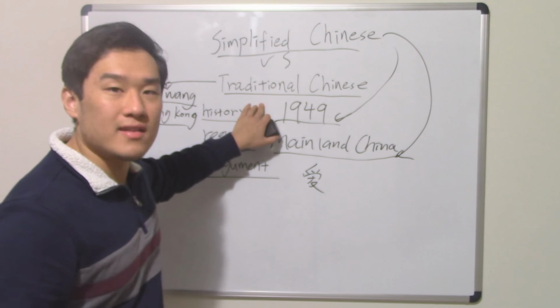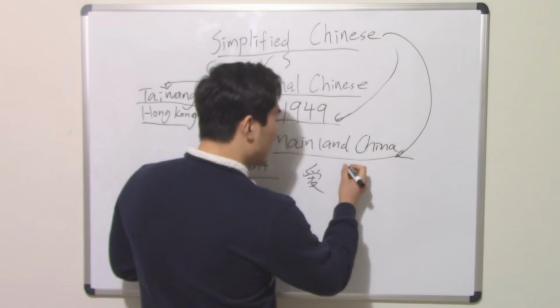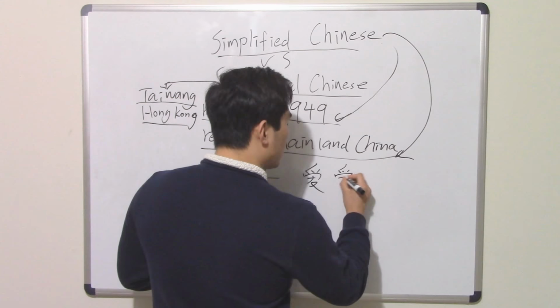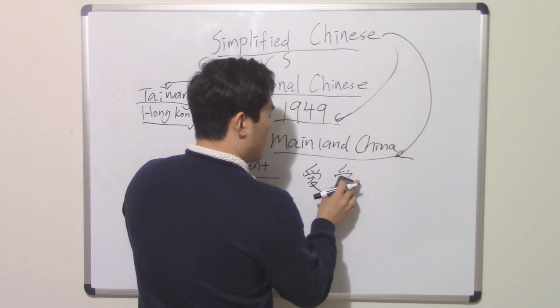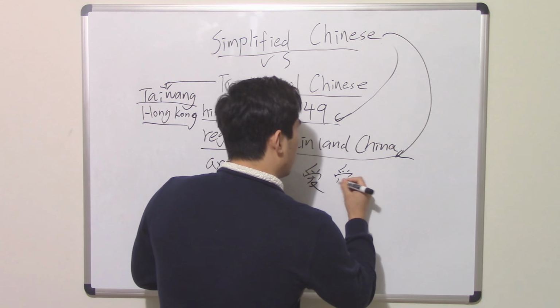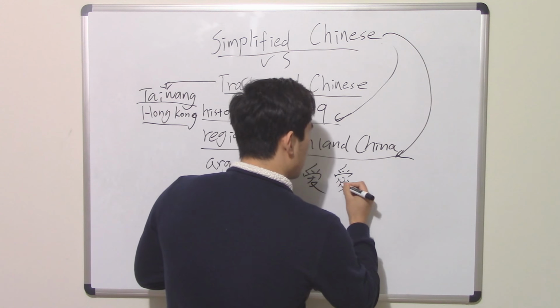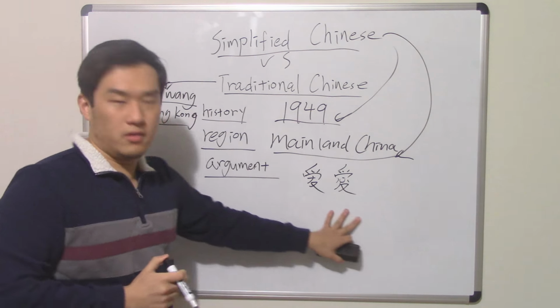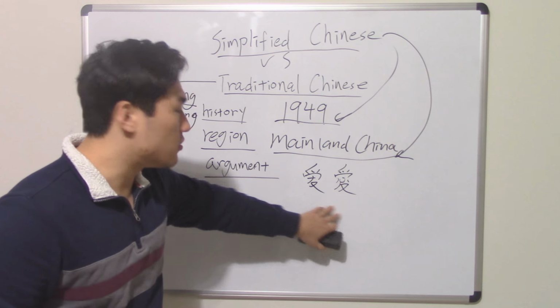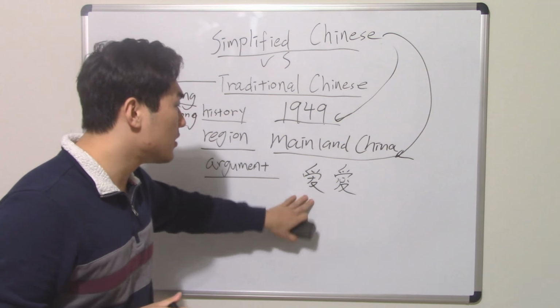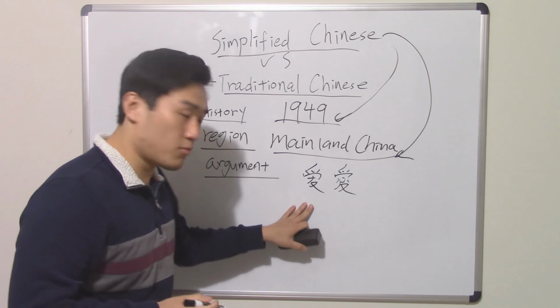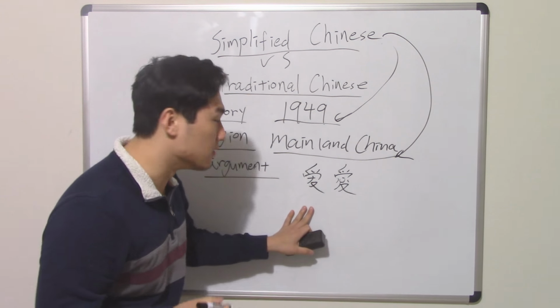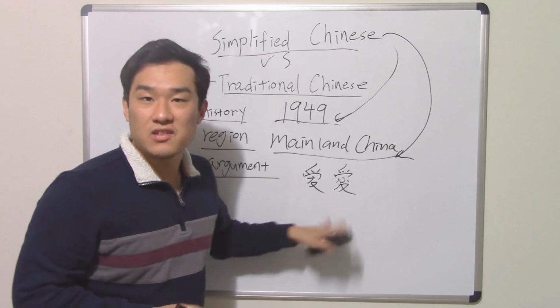And the traditional Chinese, how you write this word, would be this. The traditional version of love would be this. So as you can tell, traditional Chinese is usually, I think always, more complicated compared to simplified Chinese. But it has its meaning.